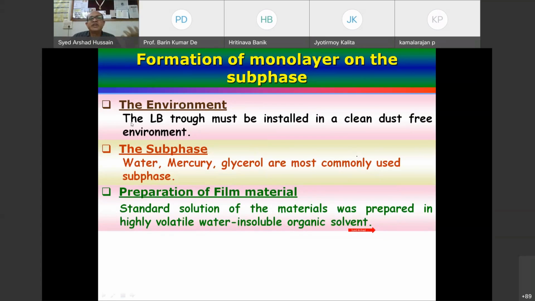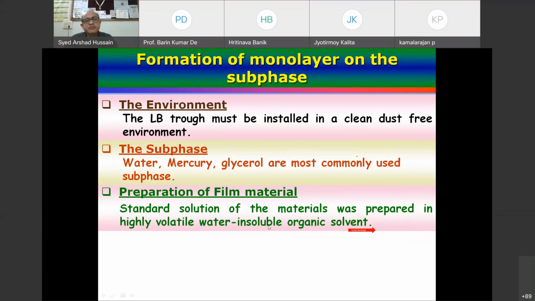Then you have to be very careful because you are dealing with a monomolecular layer. So your LB trough, that means where you are spreading your material on the water surface, should be very clean. Your subphase surface also should be very clean, and normally people use water, mercury, glycerol, etc. for the subphase, and most commonly, water is used.